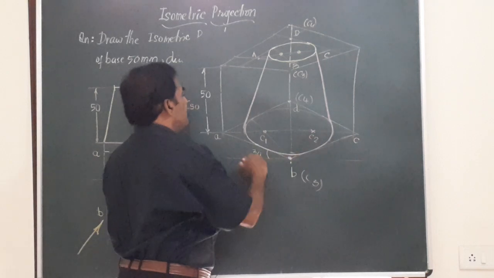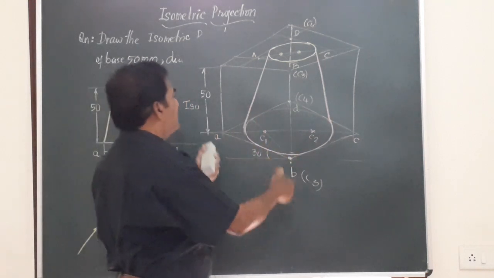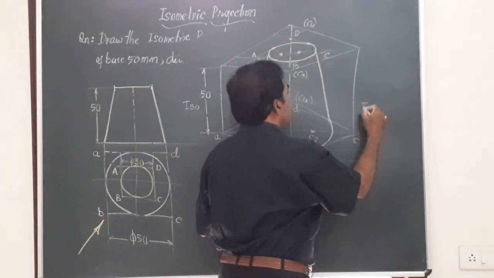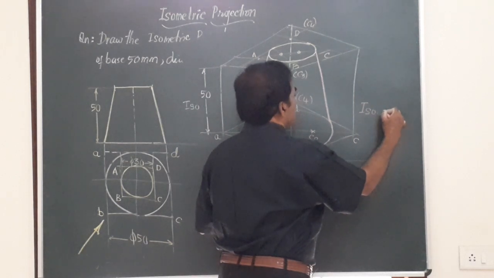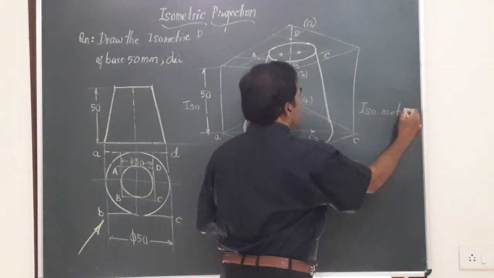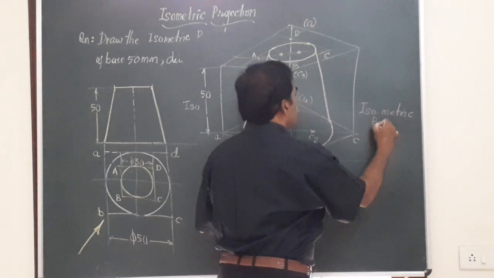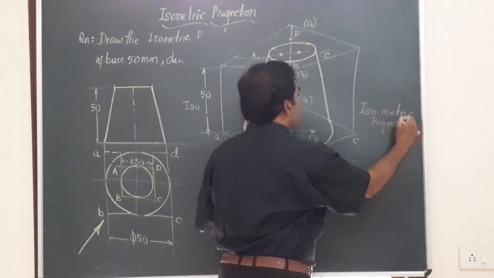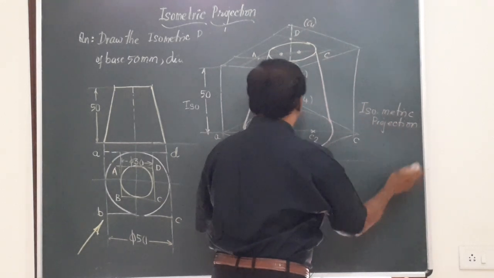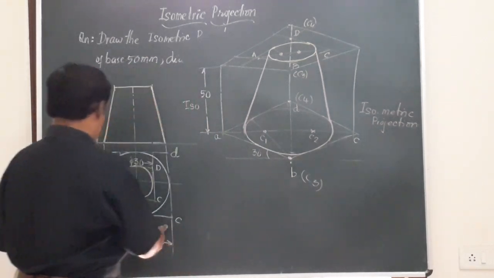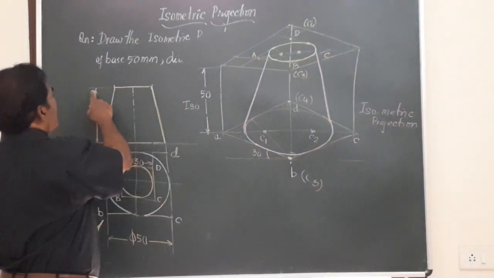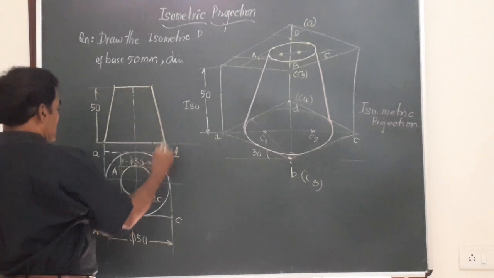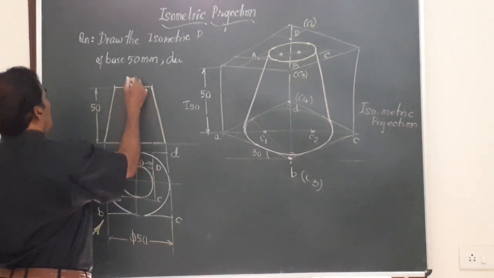If you want, you can have this as a construction line, and this figure will give you the isometric projection of the frustum of a cone having diameter of the base 50 mm, height 50 mm, diameter of the top face equal to 30 mm.